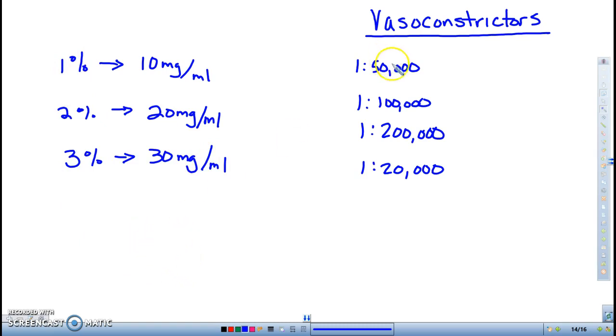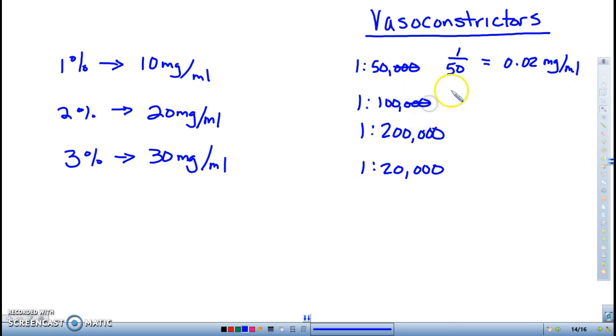Now with the vasoconstrictors, and I am no expert at this, I just figured this out, we want to know how many milligrams per milliliter are in these. And these numbers are going to be way smaller than this, because these concentrations are very, very small. So what we're going to do is knock off the 3 zeros at the end, and take 1 and divide by 50. Use your calculator. When you take 1 and divide by 50, you get 0.02. That's going to be milligrams per milliliter.